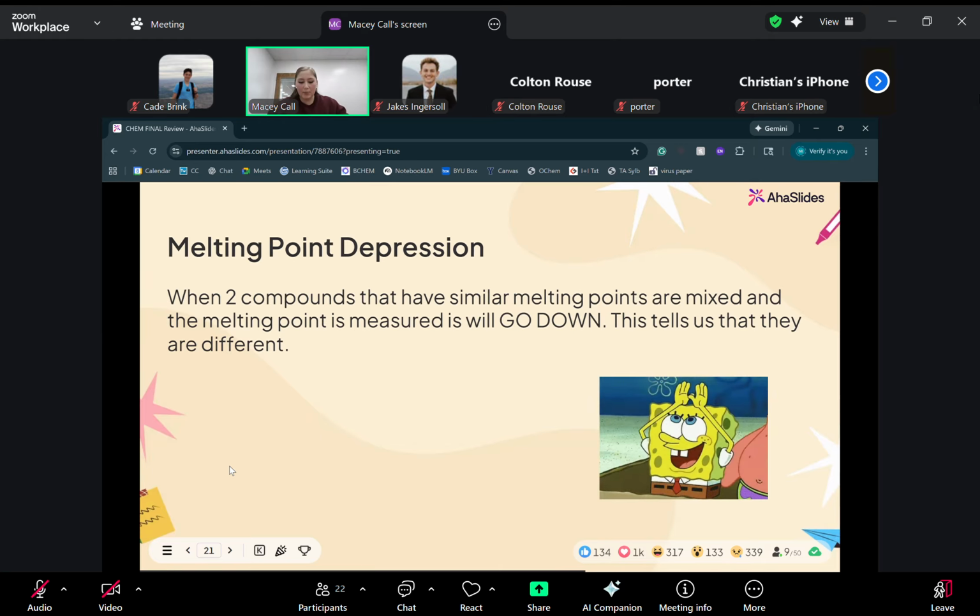So say I have two white powders and I'm like, are they the same? Are they different? I guess maybe white powders are a little bit sus, but that's okay. That's what we work with all the time. So you have two white powders and you're like, are they the same? Are they different? We're not sure. Whoever just reacted to that, that was really funny.